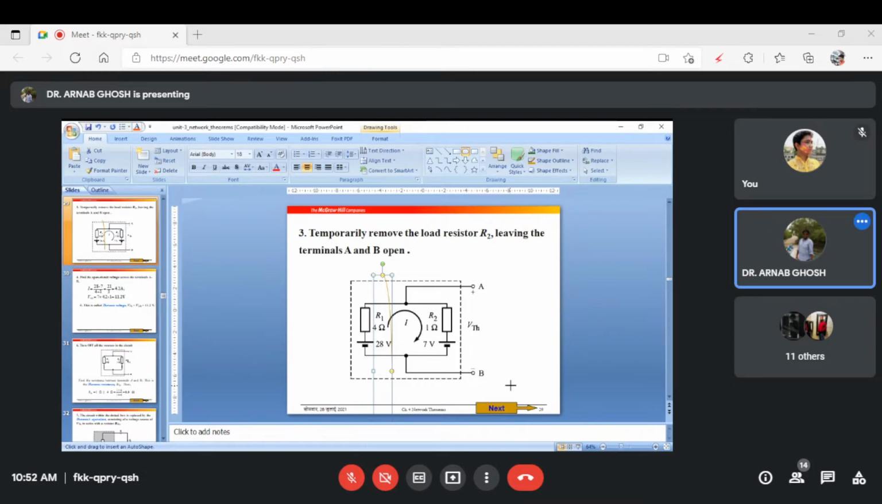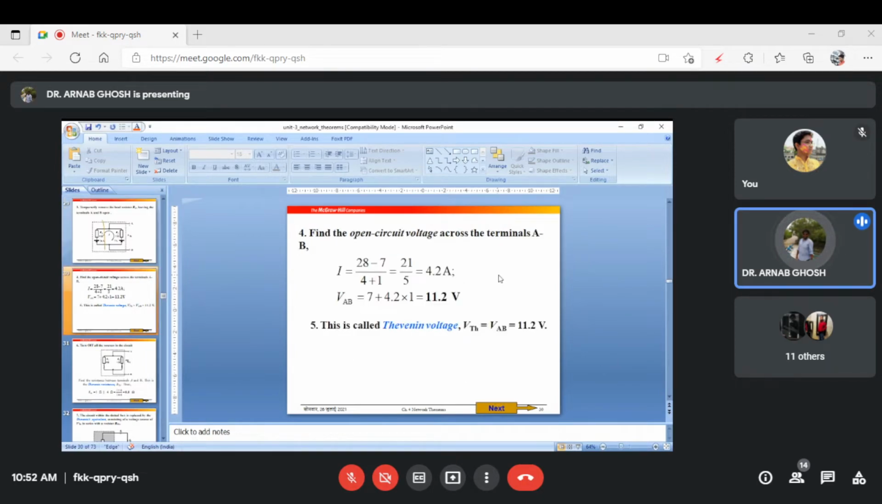You are considering only this part of the circuit. So when we are considering this part of the circuit, then this is 7 volt plus 4.2 into 1 ampere. So you are getting this as 11.2 volts. This is your Thevenin's voltage. Clear?